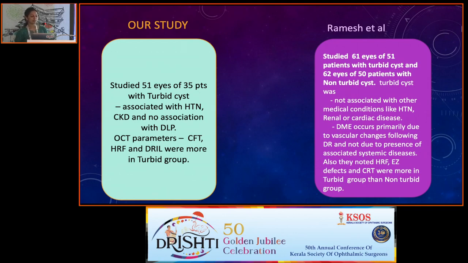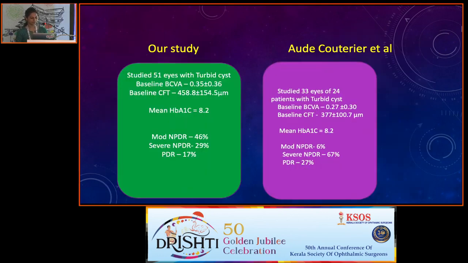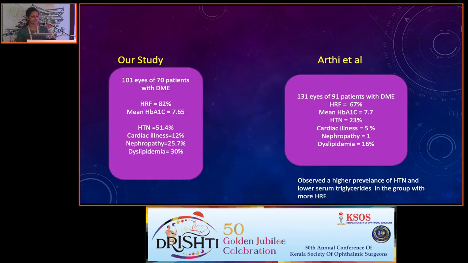A similar study conducted by Ramesh et al. also noted OCT parameters, which are hyperreflective foci, ellipsoid zone defects, and central retinal thickness, were more in the turbid cyst group than the non-turbid cyst group. But they didn't find any association of medical conditions like hypertension, renal, or cardiac disease. Study conducted by Cotter et al. studied 33 eyes of 24 patients with turbid cyst, and they found severe NPDR is the most common retinopathy noted. And study conducted by Arthi et al. also studied 131 eyes of 91 patients, and they observed a higher prevalence of hypertension and lower serum triglycerides in the group with more hyperreflective foci.